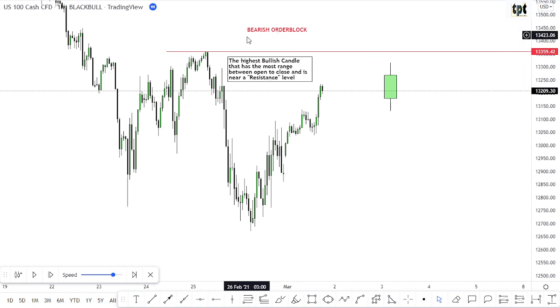In as much as we're talking about the bearish order block, I know a lot of you are wondering why it should be a bullish candle. Just a minute, you should be able to get the difference. It is the highest bullish candle that has the most range between open to close, and is near a resistance level. This is the resistance level.